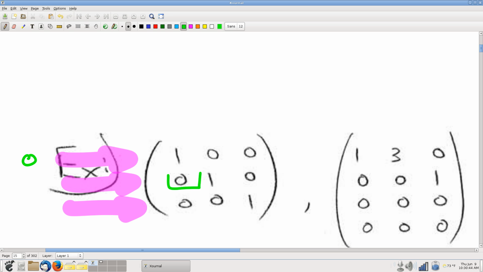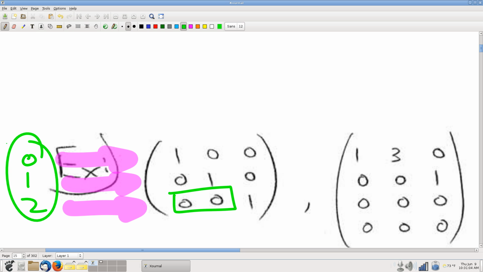In the second row, there's only one zero, and that is a leading zero. Leading zero just means the zeros you get to before the first non-zero entry. So here there is one leading zero. Here there are two leading zeros. And notice that these numbers are increasing: 0, 1, and 2. So this matrix is in row echelon form.